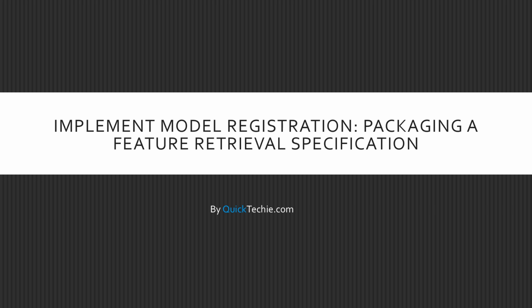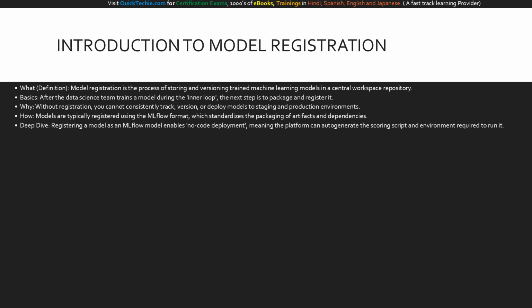Let's get started. Let's lay our foundation by discussing model registration. As outlined in our architecture sources, after your data science team successfully trains a model, a phase we call the inner loop, it is essential to package and register that model in the Azure Machine Learning workspace. Why do we do this? Because without a central registry, deploying models consistently across different environments is nearly impossible.